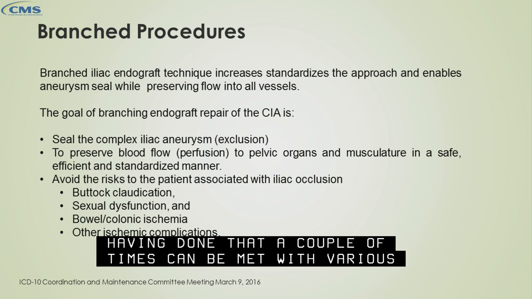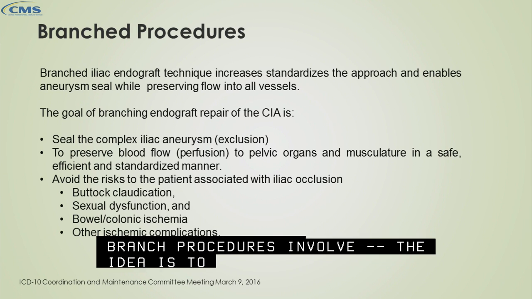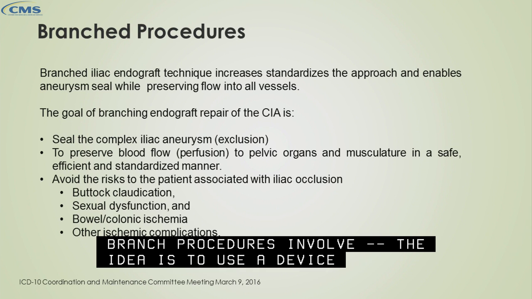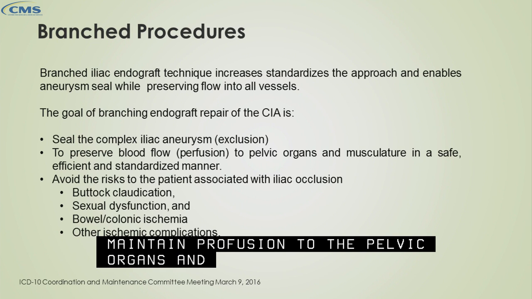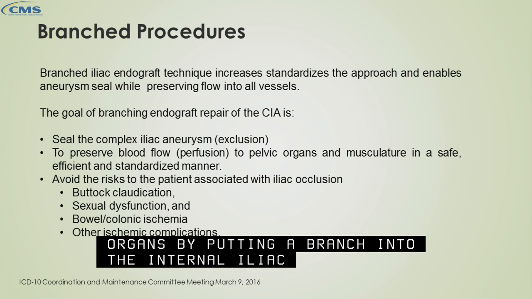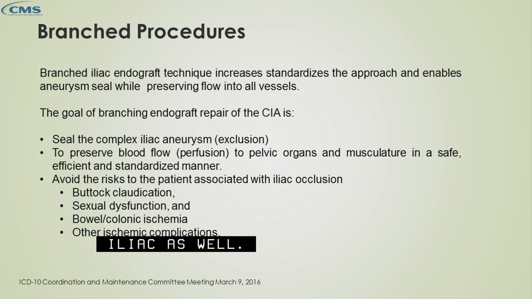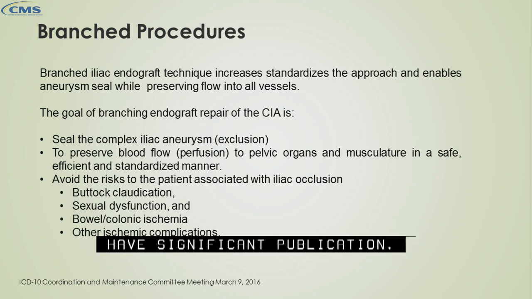So branch procedures involve, the idea is to use a device that will accommodate that branch and maintain perfusion to the pelvic organs and musculature by putting a branch into the internal iliac while having a branch going into the external iliac as well. This is a significant advance because in our standard treatment, where we coil and cover the hypogastric, if you do that on one side, 25% of the patients will have significant buttock claudication. If you do it on both sides, at least 50% will have significant, limiting buttock claudication.